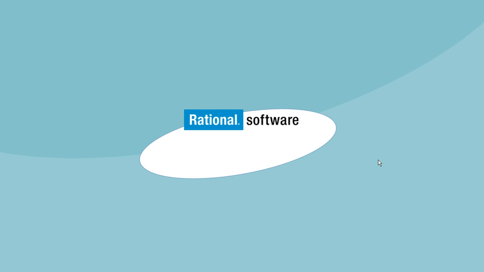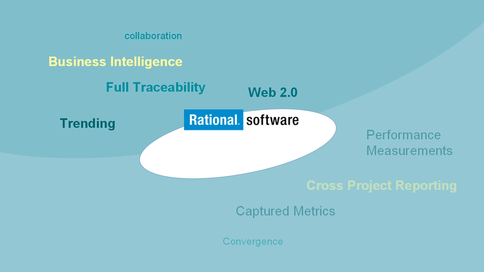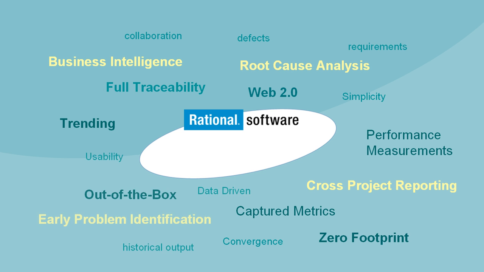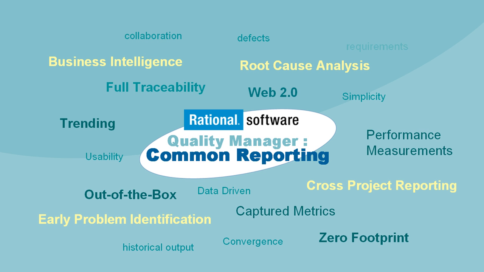Looking for a full business intelligence tool that is simple to use and based in Web 2.0? Common Reporting, or RCR, a product within Rational Quality Manager, is just that. It is a customized reporting solution that addresses the needs and concerns involved with quality management and test analysis.